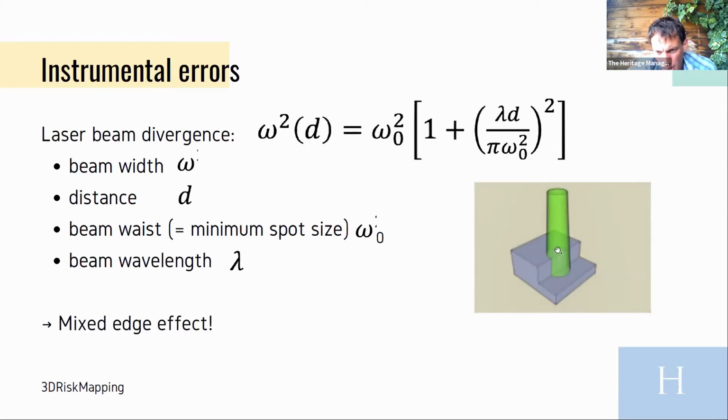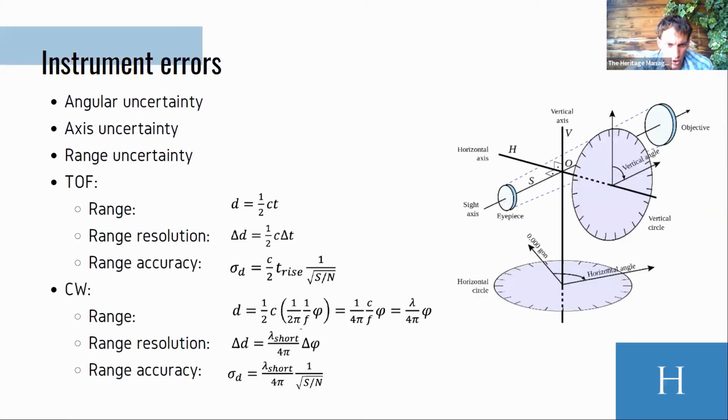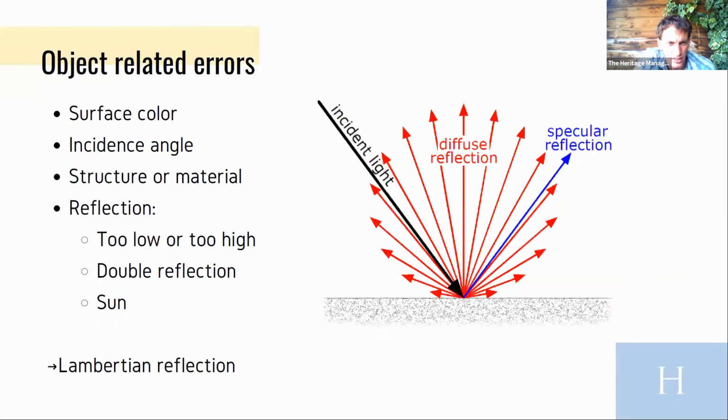Will you measure this part of your surface or this part of the surface, or will you measure somewhere in between? And that effect is heavily dependent here on the beam divergence. Some other instrument errors or errors related to the sensor itself. I'm not going into too much detail about it here.